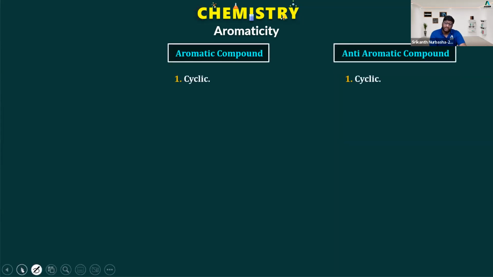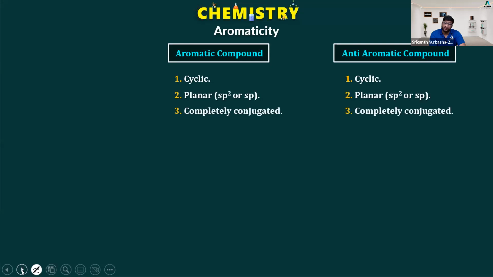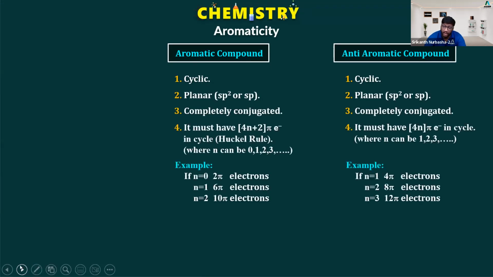That is aromatic. Cyclic, complete conjugation, planarity, but instead of 4n plus 2, if you have 4n pi electrons, then that is anti-aromatic. If any one condition is not satisfied, that is, not 4n plus 2 pi electrons or 4n pi electrons, or non-planar or acyclic, in that case you will be getting non-aromatic compounds. Right? 4 conditions: cyclic, complete conjugation, planarity, and 4n plus 2 pi electrons should be satisfied for aromatic. 4n pi electrons should be satisfied for anti-aromatic.